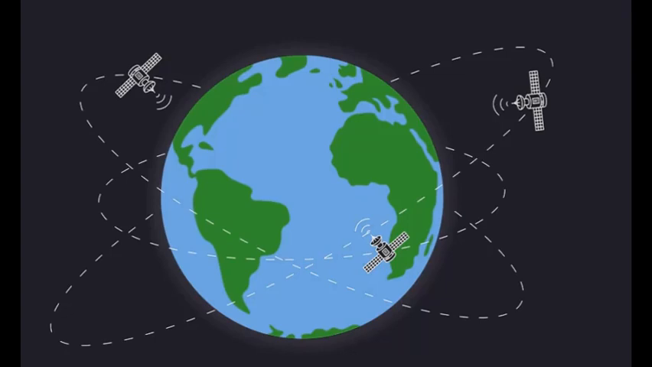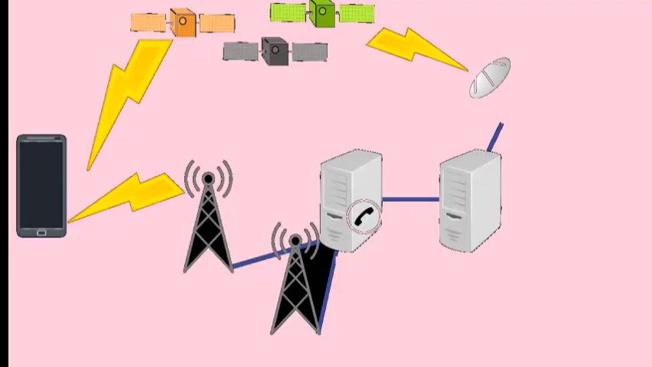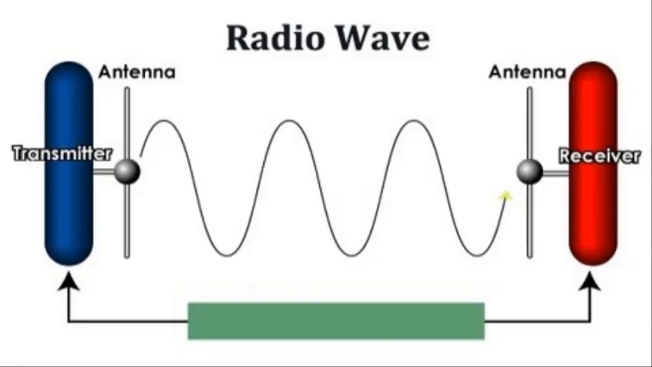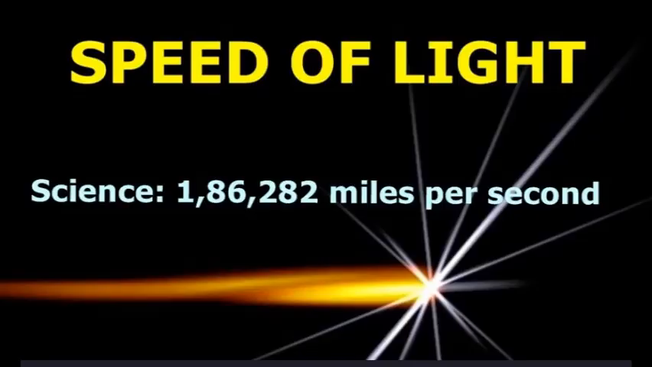Then the GPS that we are having in our mobile phone are GPS receivers. For this GPS, we use radio waves. Radio waves are part of the electromagnetic spectrum and they travel at the speed of light, which is 186,000 miles per second. So, how is it implemented?